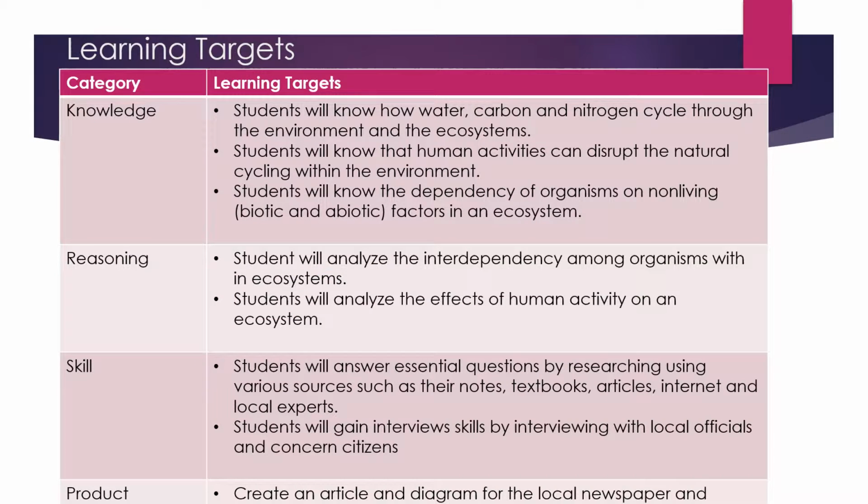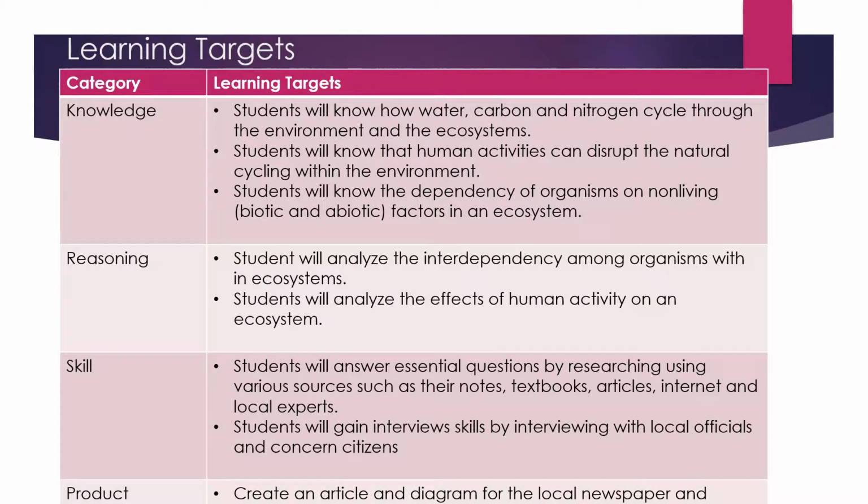The learning targets are as follows. In the category of knowledge, students will know how water, carbon, and nitrogen cycle through the environment and the ecosystems. Students will know that human activities can disrupt the natural cycling within the environment. And students will know the dependencies of organisms on non-living, biotic, and abiotic factors in an ecosystem.